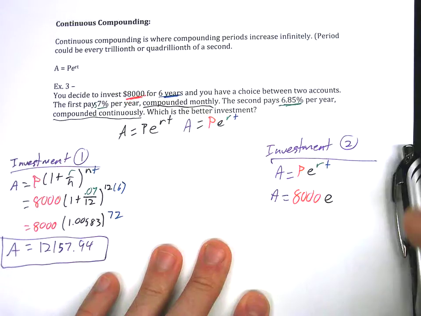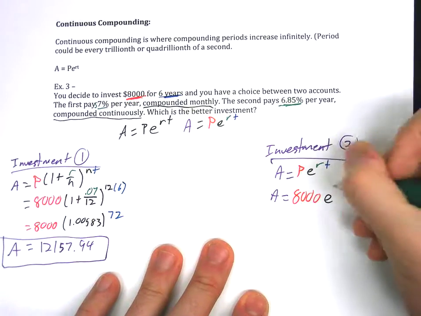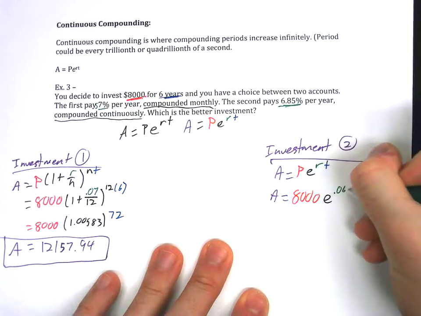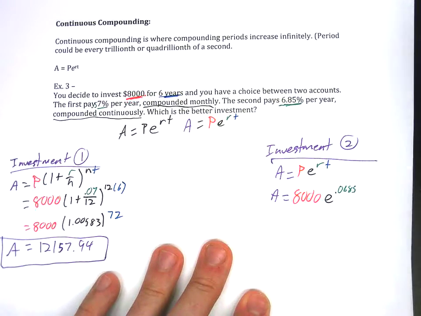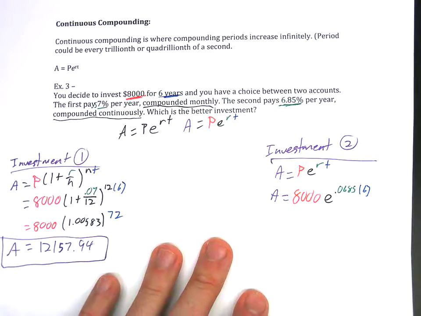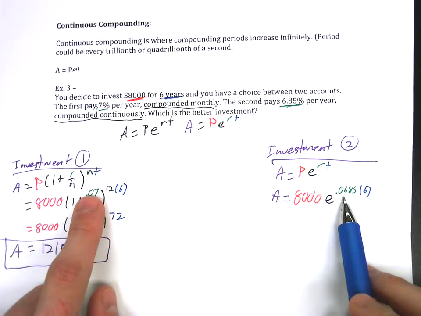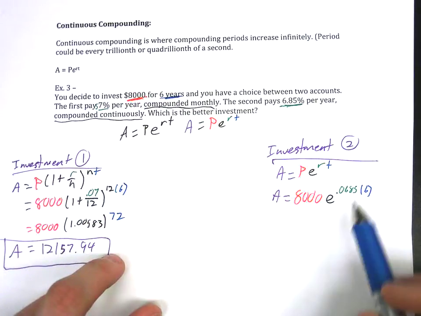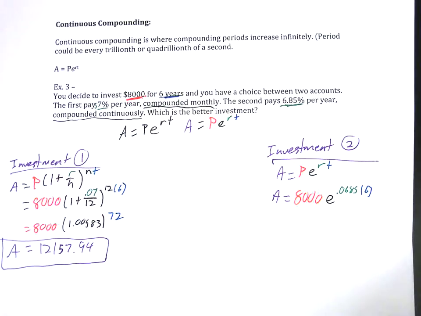times e to the rate, which actually is different on this. It's 6.85%. So I'm going to go ahead and write that as 0.0685. I have to convert it to decimal. And then that's going to be multiplied by the time, which is still 6 years. So same time, same principal. The rate does change. And for this, there is no compounding period because it's instead replaced by the e.